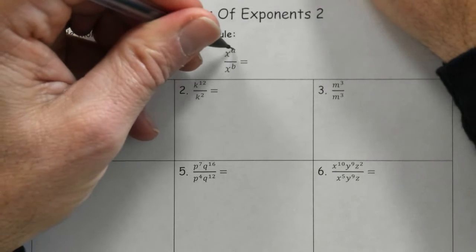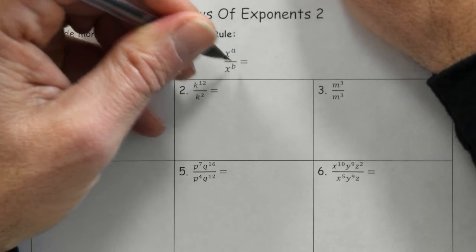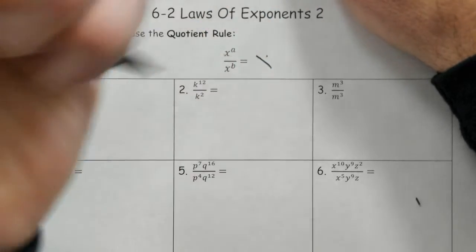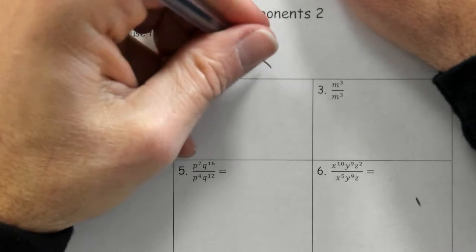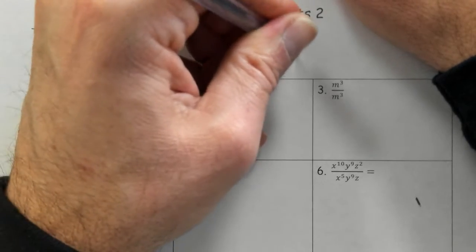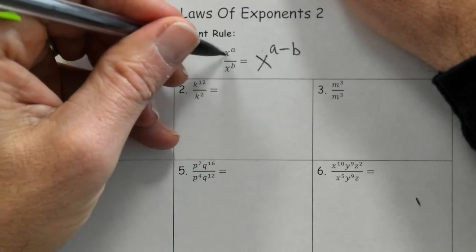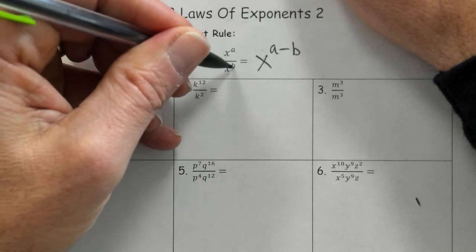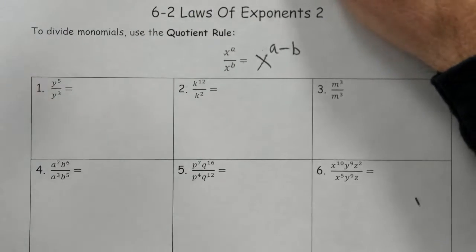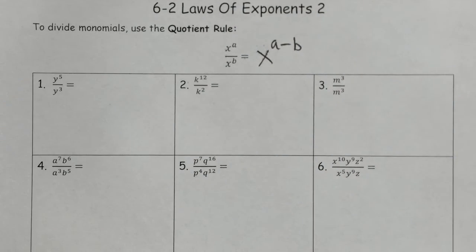Well, if you have x to the a power divided by x to the b power, the bases are alike. What do we do with the exponents to get the answer? We will take those exponents after we write out our common base and then subtract them. Okay? So x to the a divided by x to the b equals x to the a minus b. You will subtract the exponents. I'll show you why here in just a moment.